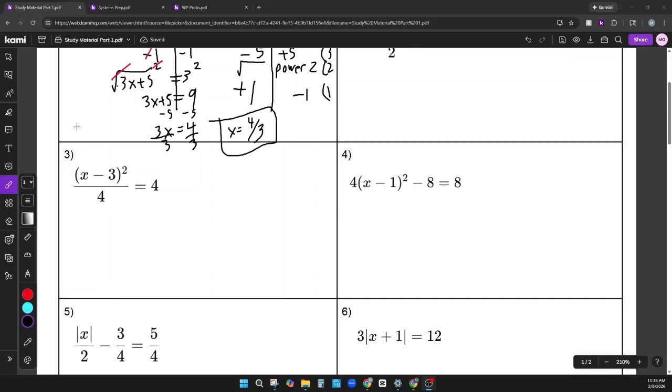So what we're going to do is cancel our fraction by multiplying. Of course, fractions mean division, so the only way to get rid of division is by multiplying. And since we're dividing by 4, the way to cancel that is timesing by 4. So we're going to cancel, and this becomes (x minus 3) to the power of 2 is equal to 16.